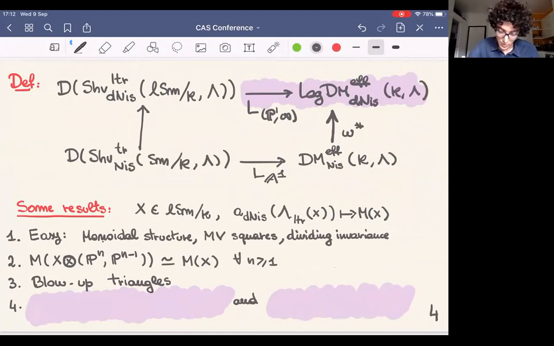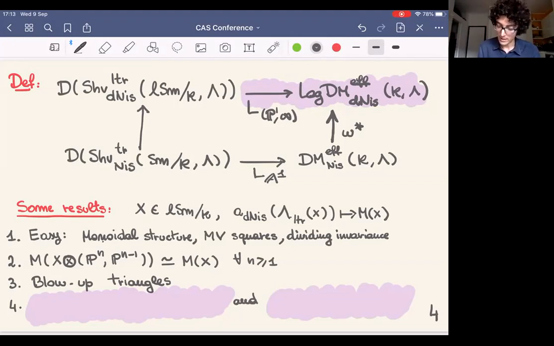So here we have the usual category of sheaves with transfers on the big Nisnevich site on smooth schemes over K. And if you take A1 localization, you get DM. And this functor omega upper star is the functor induced on sheaves by the functor sending a log scheme X to the complement of a divisor of a log structure. Or if you want to be more precise, you send a log scheme X to the open subscheme consisting of points where the log structure is trivial.